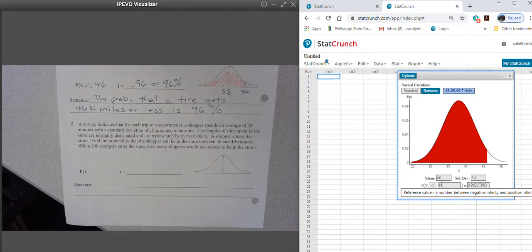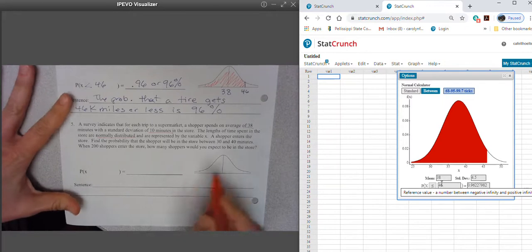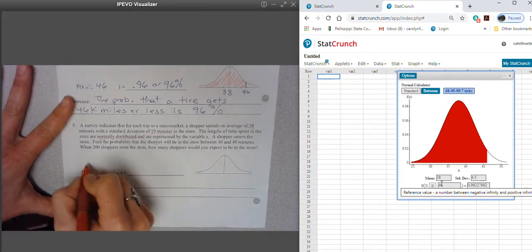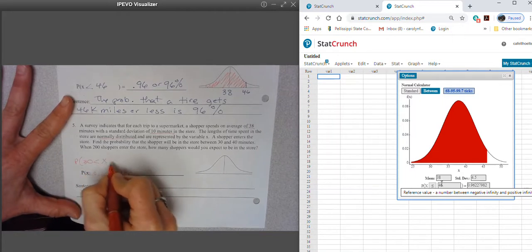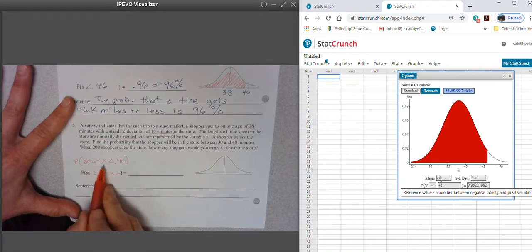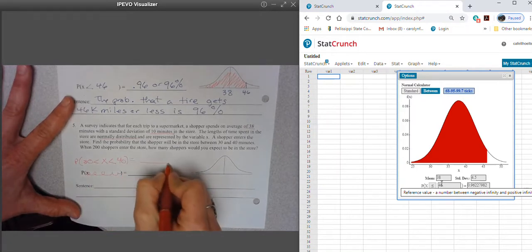And then the next part of the question asks, when 200 shoppers enter the store, how many shoppers would you expect to be in the store? So let's look at the first part of the question. It says, find the probability the shopper will be in the store between 30 and 40 minutes. So this is a between problem. So actually, we would write the probability this way, that X, standing for a shopper, would be between 30 and 40 minutes, and we're trying to figure out what is that probability.